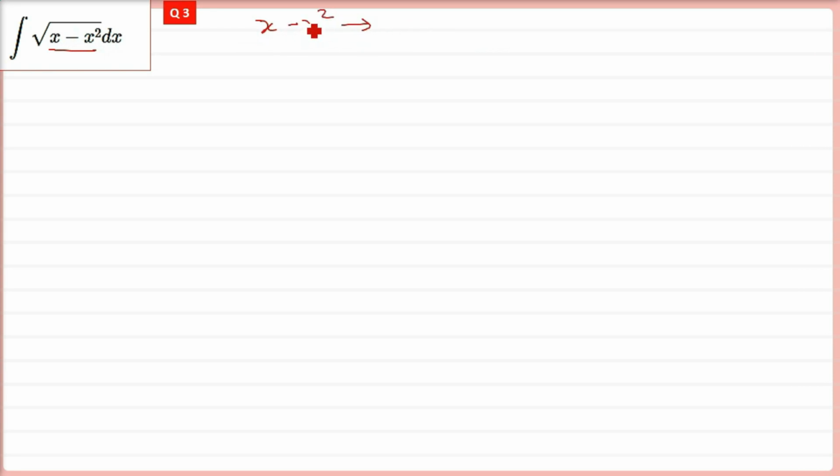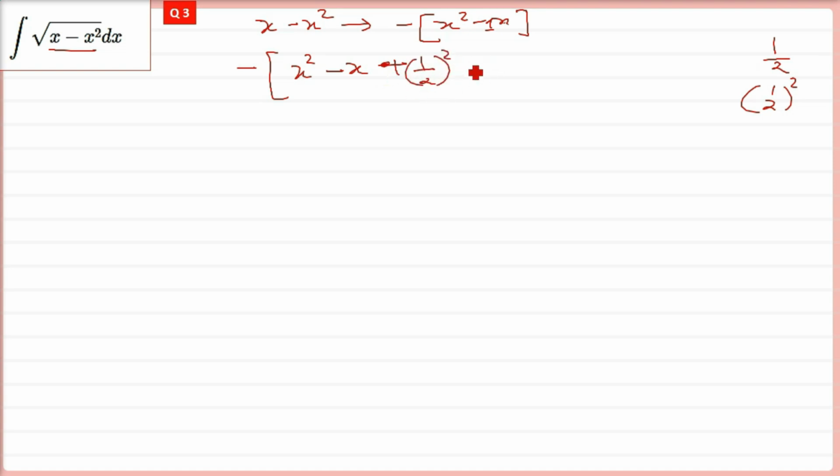x minus x square, that means there is a negative in front of x square, so we need to get rid of it first. If you take the negative outside, this will be x square minus x. And this is a proper quadratic expression. When you have a quadratic like this, whatever is in front of x, which is 1, the coefficient, you divide it by 2. Then you square it. So 1 by 2 square you will use, and that will be added and subtracted. So minus is already outside. x square minus x is already there. We are adding half square and subtracting half square in order to make it a perfect square.